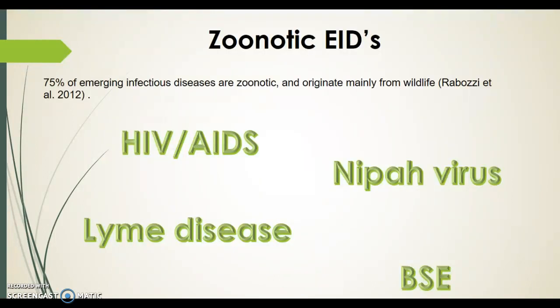However, what's very important to note is that 75% of emerging infectious diseases are zoonotic and originate mainly from wildlife species. Today, I will talk to you about these 4 diseases to demonstrate the interactions between animals and people and how these interactions led to the occurrence of zoonoses in the past. These 4 examples include human immunodeficiency virus or acquired immunodeficiency syndrome, Nipah virus, Lyme disease, and bovine spongiform encephalopathy.